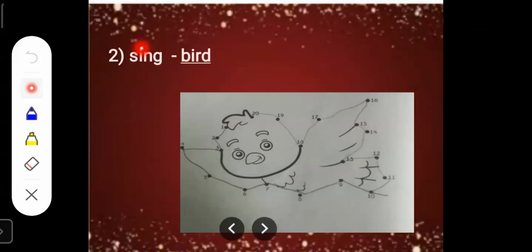Okay, children, sing. What is the word given here? Sing. And the options given are bird, hen, bee, and goat. Hen can sing? No. Goat can sing? No. Bee can sing? No. So only bird can sing. So you will write here bird. And what is the spelling of bird, children? It is B-I-R-D, bird. And after you have written bird, you will join the numbers and make a bird. Okay, and afterwards you will have to color this.